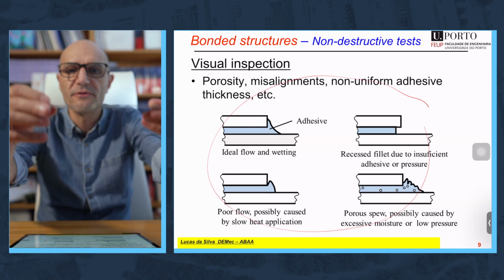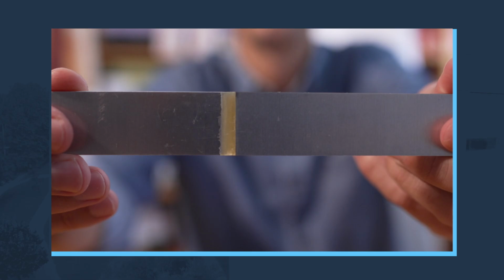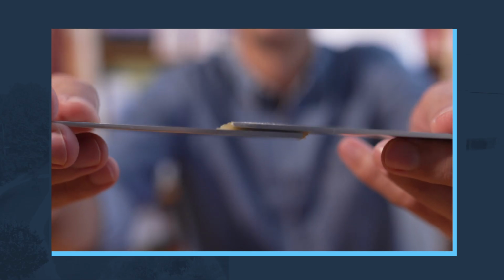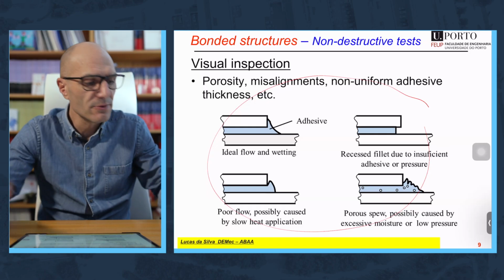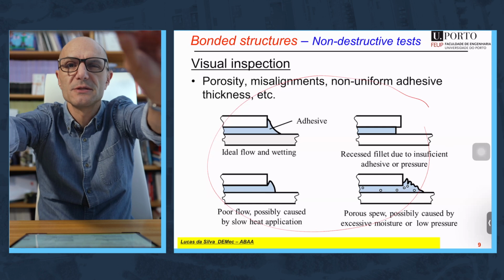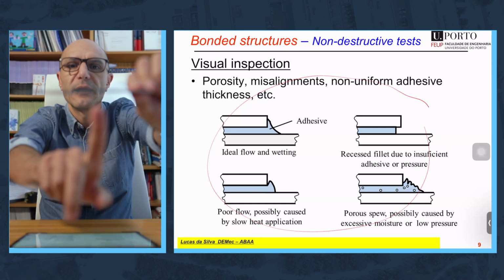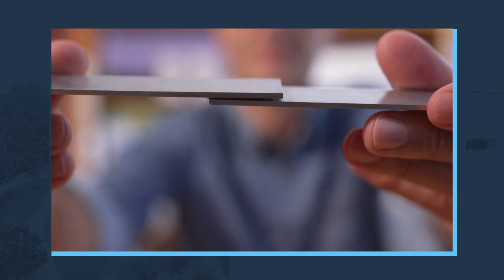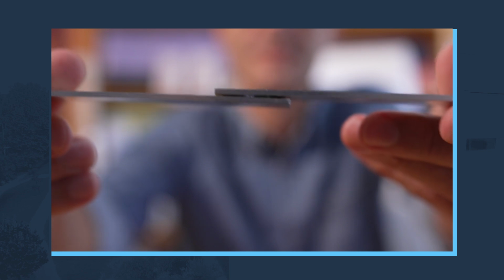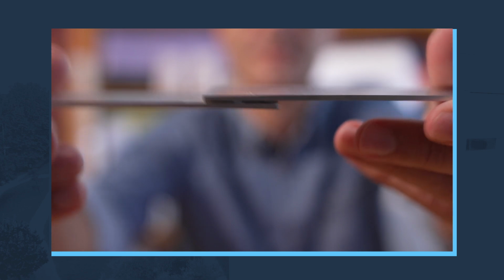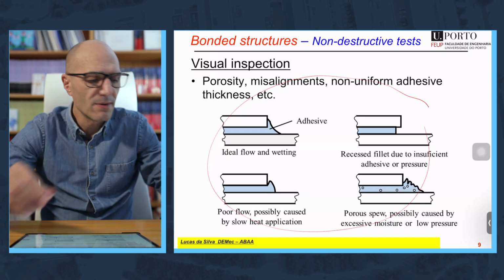So let's start with the perfect joint. You see, we can see that there is no adhesive missing all the way. The fillet, the spew fillet, the excess of adhesive that is formed at the edges is nice and regular. This one seems a perfect joint. Now let's look at other joints. For example, this one, you can see that there is a lack of adhesive clearly. This side also is clear and it's not perfectly aligned and it's not perfectly parallel, the two substrates. So clearly we are in trouble here.